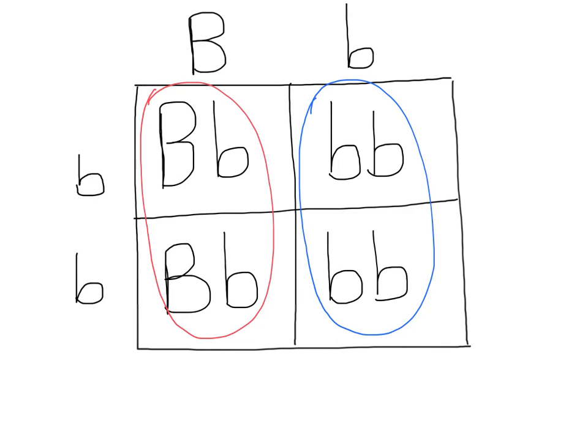Try making a Punnett square to see the probability of the eye color that you have and the probability of the eye color that you could have had. Hope you enjoyed learning how to make a Punnett square.